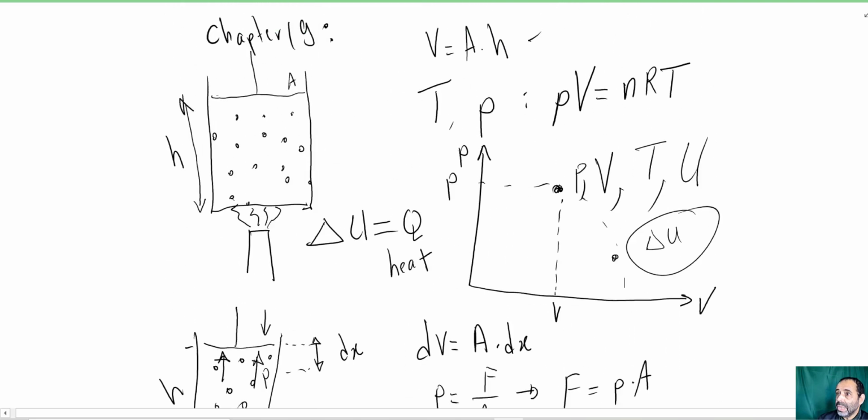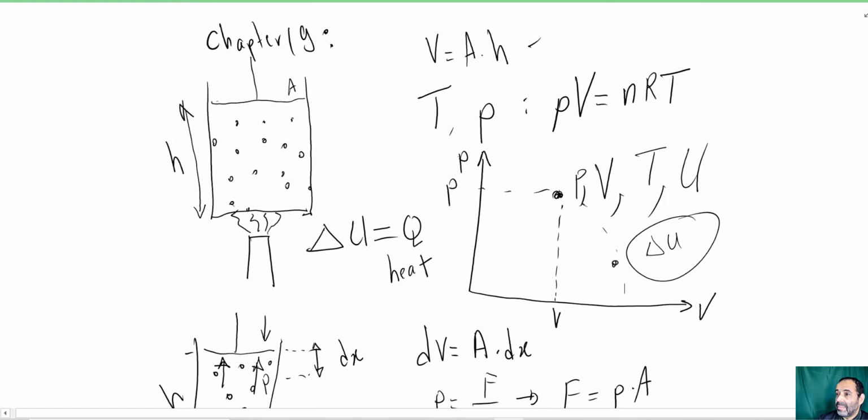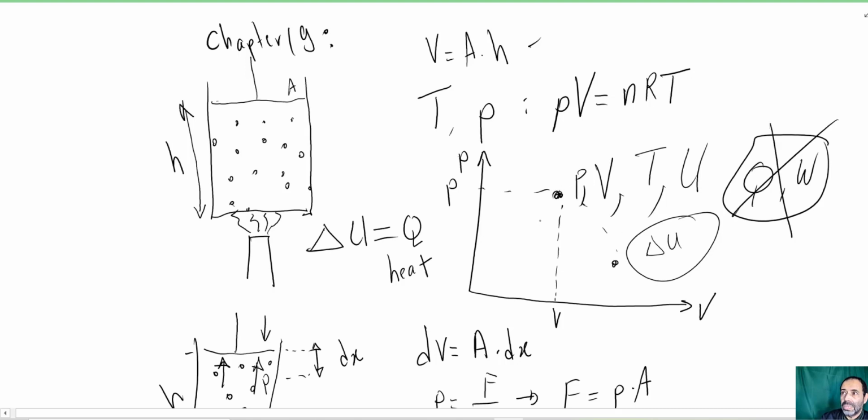Now, two things I did not write in the PV diagram, namely Q and W, and those are not state variables. I cannot say that this point has a specific work or has a specific heat. Heat depends on the process. Okay, it depends on the path.